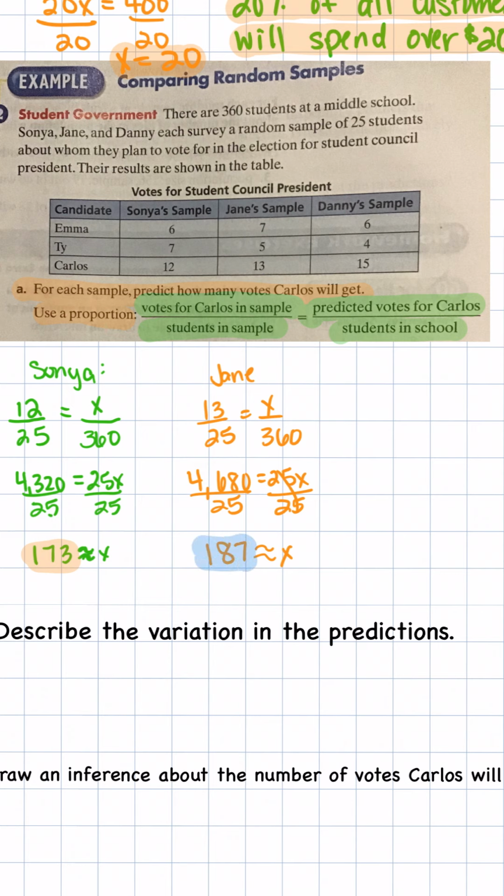And the last one, Danny, got 15 out of 25. So that equals x over 360. Multiply 15 times 360. 5,400 equals 25x. Divide by 25. 216.